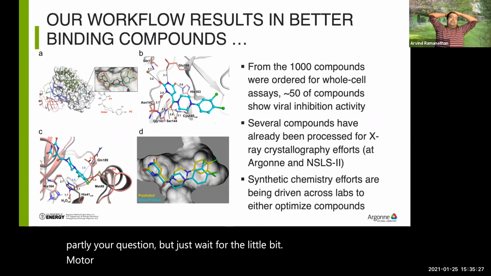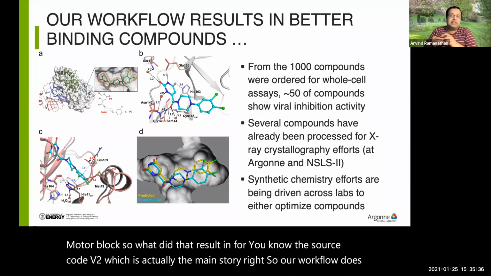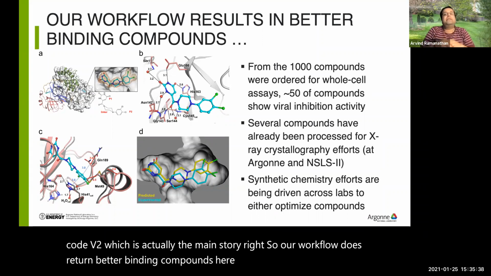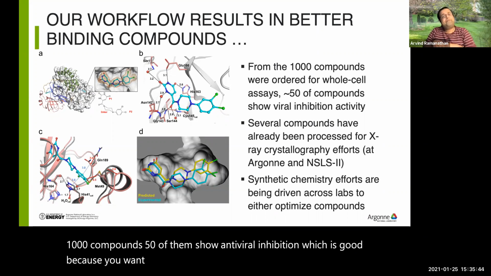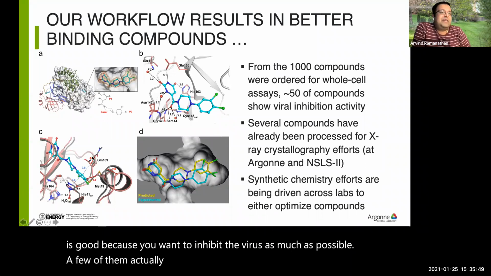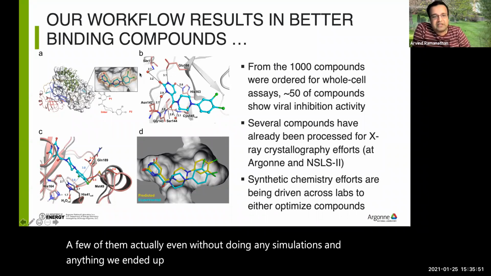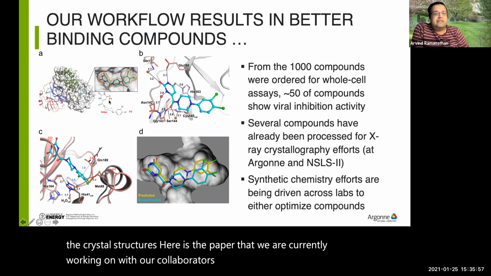So what did that result in for SARS-CoV-2, which is actually the main story, right? So our workflow does return better binding compounds. Here is where we scanned about 1,000 compounds. 50 of them show antiviral inhibition, which is good because you want to inhibit the virus as much as possible. A few of them, even without doing any simulations or anything, we ended up getting crystal structures. You can see one of the crystal structures here, from the paper that we are currently working on with our collaborators at Oak Ridge National Lab, as well as Brookhaven.